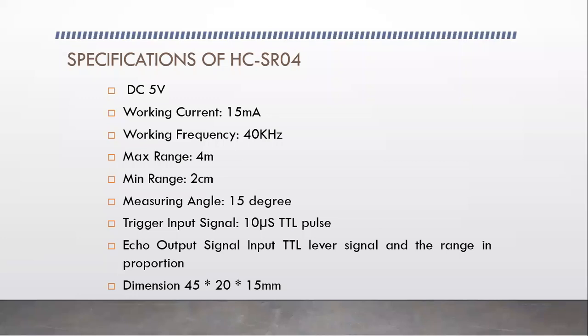The maximum range, that is, at what distance it can detect. Every sensor has a particular range. The maximum range the ultrasonic sensor can detect is 4 meters, that is, 400 centimeters. The minimum range is 2 centimeters. The measuring angle is 15 degrees. So what is this 15 degrees again?